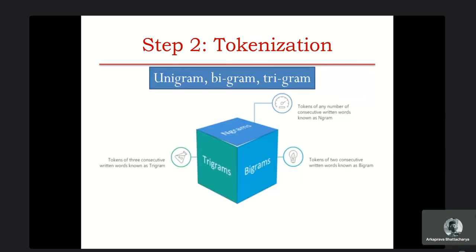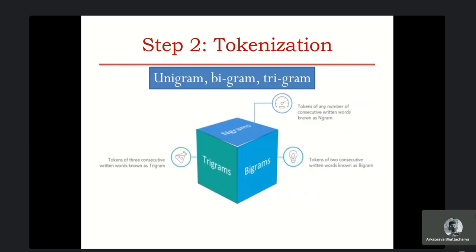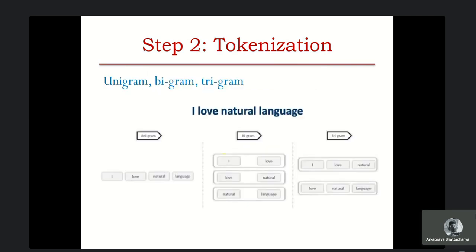So the tokenization also can be done at the unigram, bigram, and trigram level. The one which we have seen in this one-word tokenization is the unigram level. You can go with performing the tokenization of two words, three words, and so on. Now you can see this example: I love natural language. This is the unigram model where the tokenization is single words.